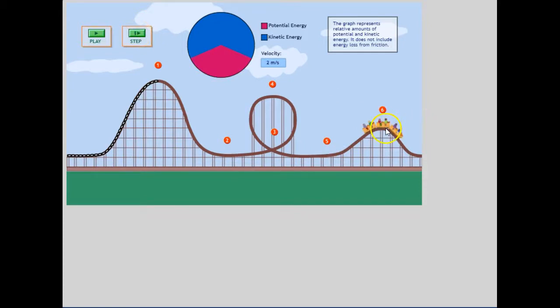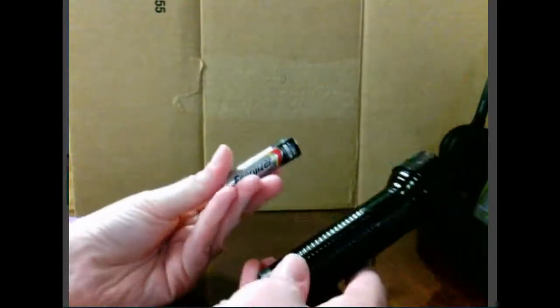And then when we go here, we see once again the amounts have changed. A little bit of potential energy, mostly kinetic energy. Okay, so as you saw, the roller coaster was very similar to what we started with, talking about batteries and flashlights.